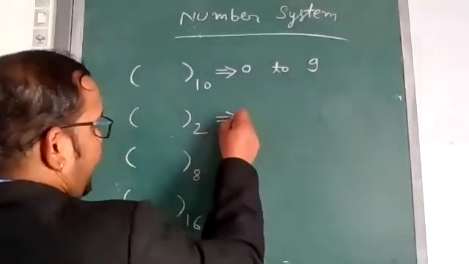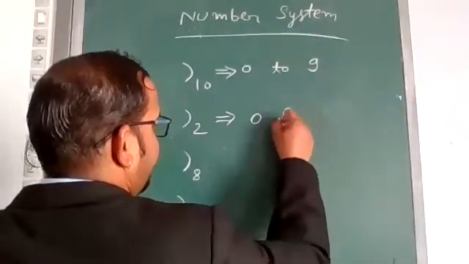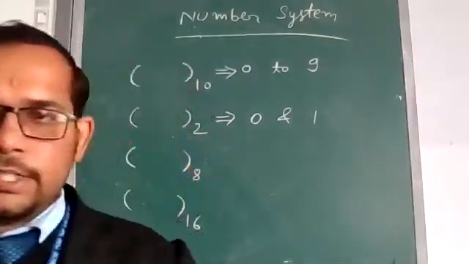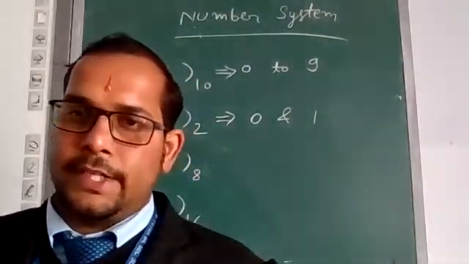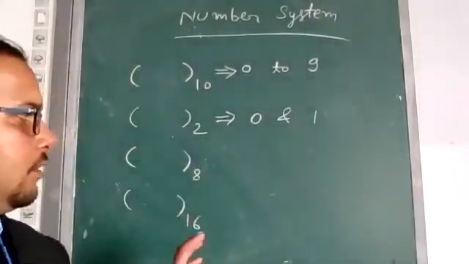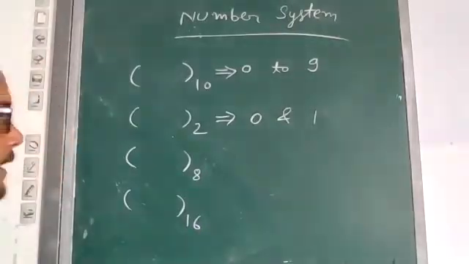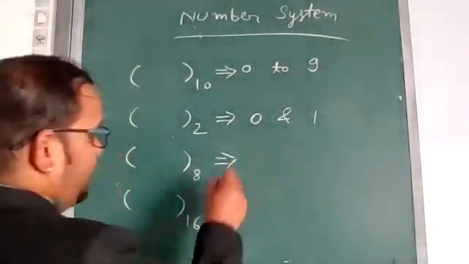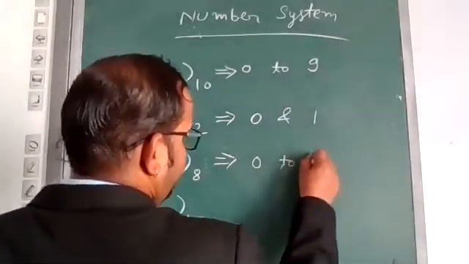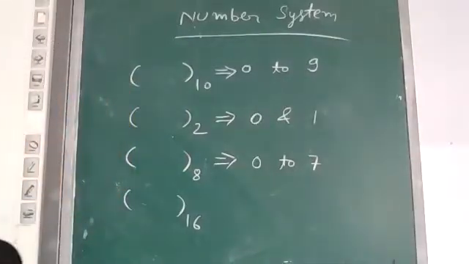Then the binary number system accepts only 2 digits, 0 and 1. It will consider numbers which are a combination of 0 and 1 only. Then the octal number system starts from 0 and finishes at 7, which means it is a combination of digits 0 to 7.